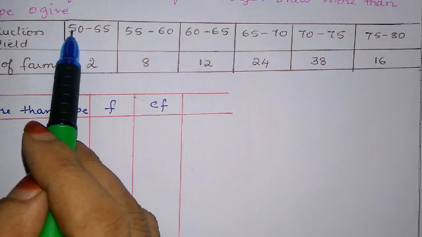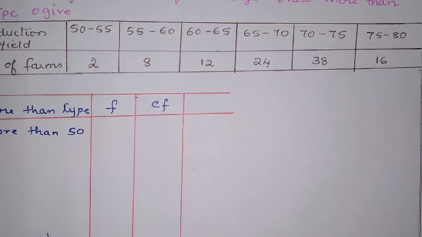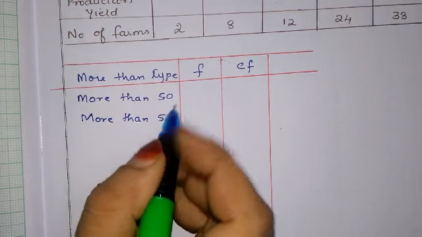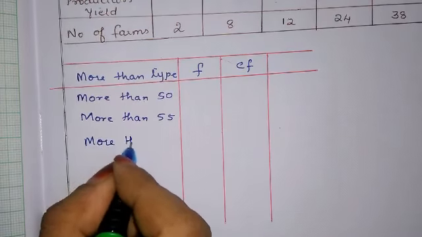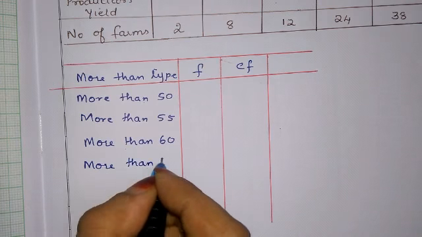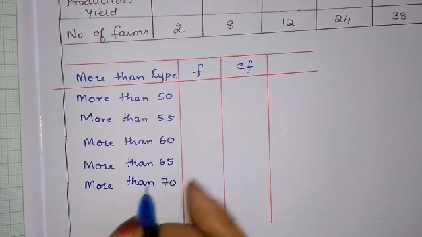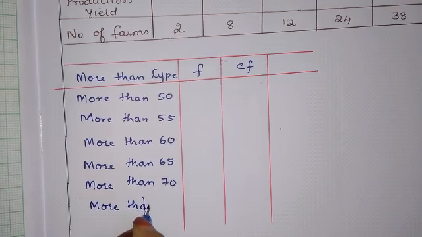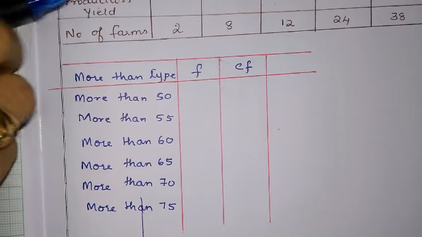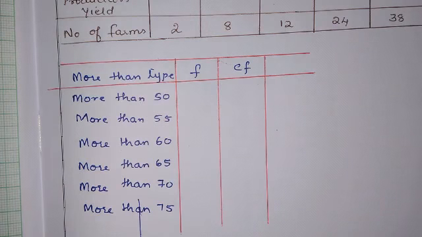First numbers. So let us start writing: more than 50, more than 55, more than 60, more than 65, more than 70, more than 75. Okay, this is the more than type OGIVE. We have to take lower limits, the first numbers, but in less than type OGIVE, the second number, that is the upper limits. Now F, it is given.